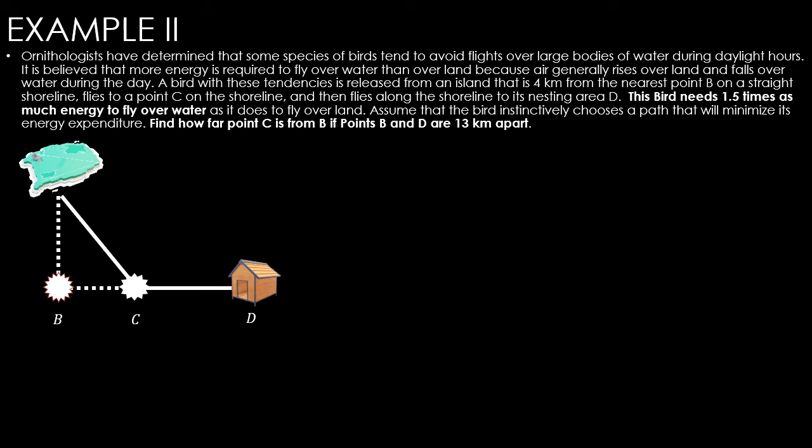A bird with these tendencies is released from an island that is 4 kilometers from the nearest point B on a straight shoreline, flies to a point C on the shoreline, and then flies along the shoreline to its nesting area D. The bird needs 1.5 times as much energy to fly over water as it does to fly over land. Assume that the bird instinctively chooses a path that will minimize its energy expenditure. Find how far point C is from B if points B and D are 13 kilometers apart.